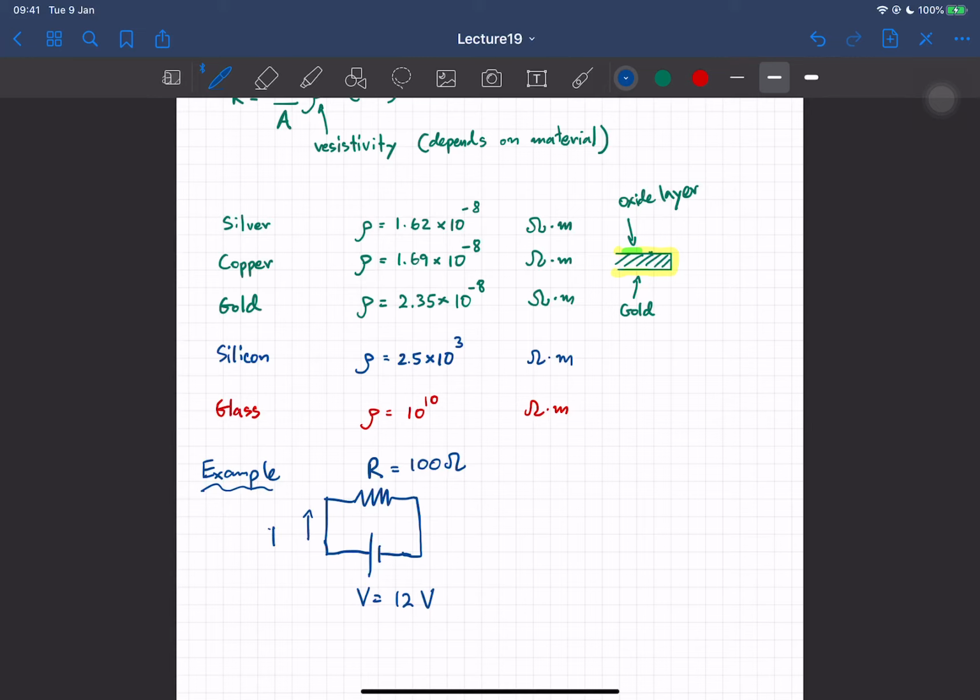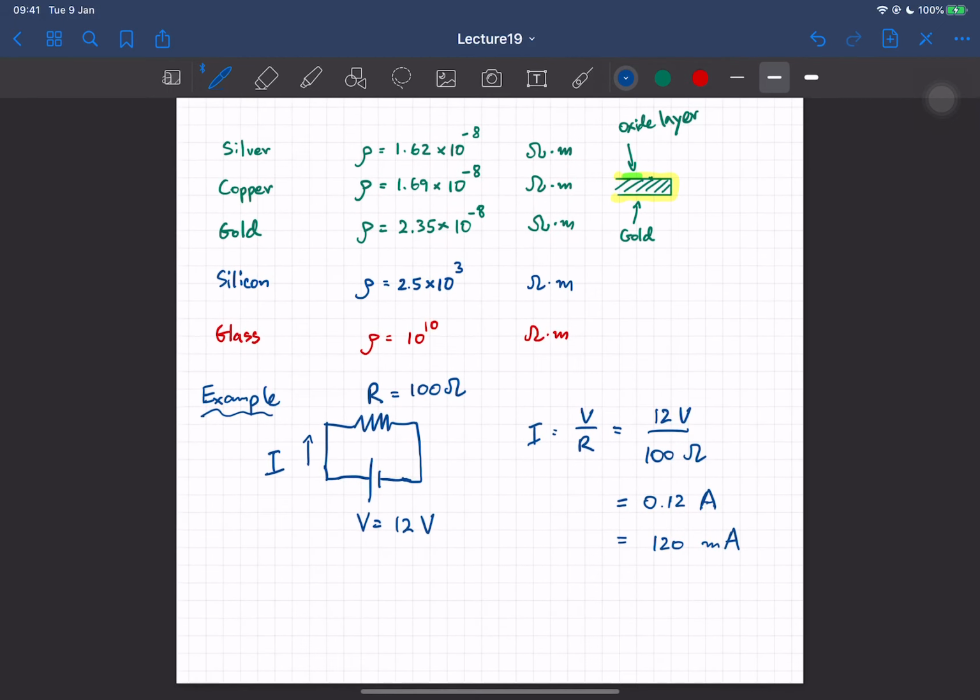How do we calculate the current? Given this, how much current are you going to have in the circuit? I equals V over R. So it's simply 12 volts divided by 100 ohms, and you're going to get 0.12 amps, or 120 milliamps. You're going to be using amps and milliamps quite a lot, so familiarize yourself with going from amps to milliamps, because we're going to do that quite often.